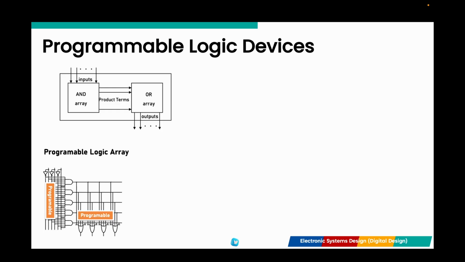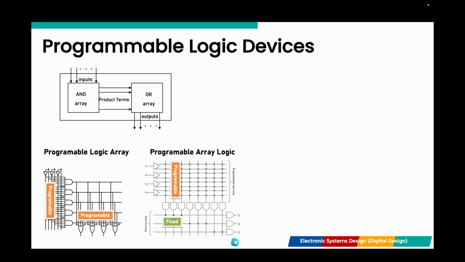The key difference between them lies in flexibility. In a PLA, both the AND and OR arrays are programmable, whereas in a PAL, only the AND array is programmable, while the OR array is fixed. This means PLA is more flexible, but also more complex and slower compared to PAL. These devices were widely used before FPGAs became dominant, and they represent the early evolution of programmable hardware.